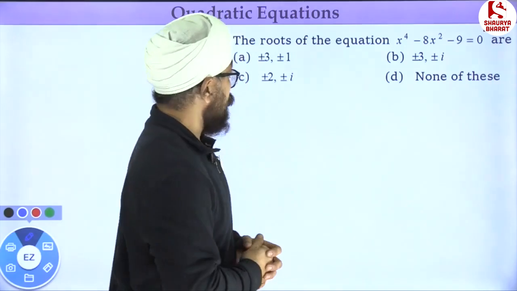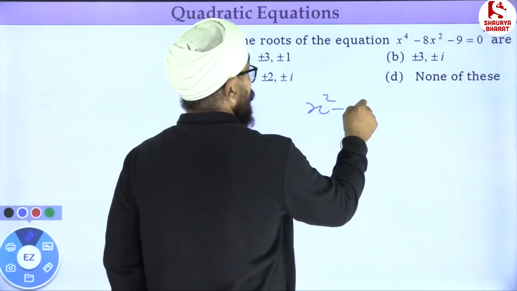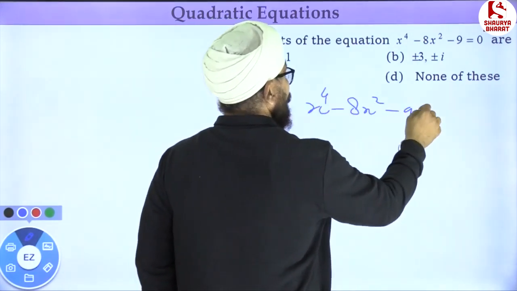Let me take one more question, that is: the roots of the equation. Now here we are having x squared minus 8x squared. This is x to the power 4. Minus 9 is equal to 0.